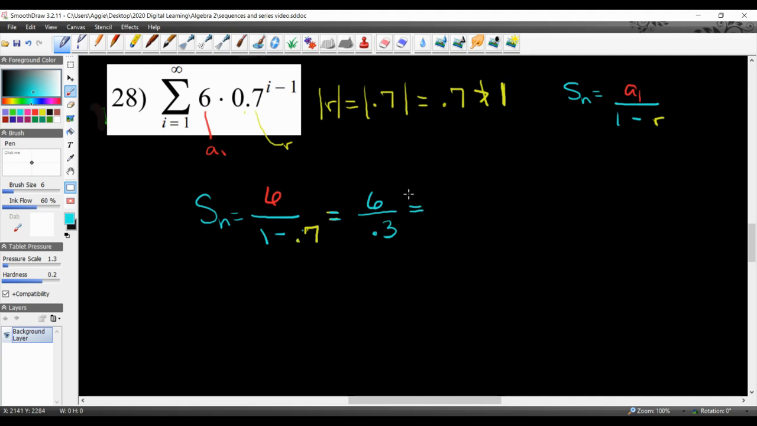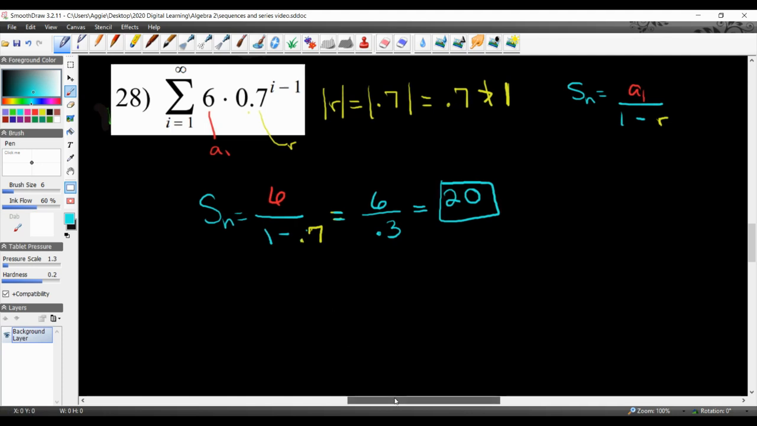And if we divide 6 by 0.3, well, I know that 6 divided by 3 is 2, but because of that decimal, you have to move it over 1, so it's 20. And that is our sum of this infinite geometric series. You can check my work if you'd like in a calculator.